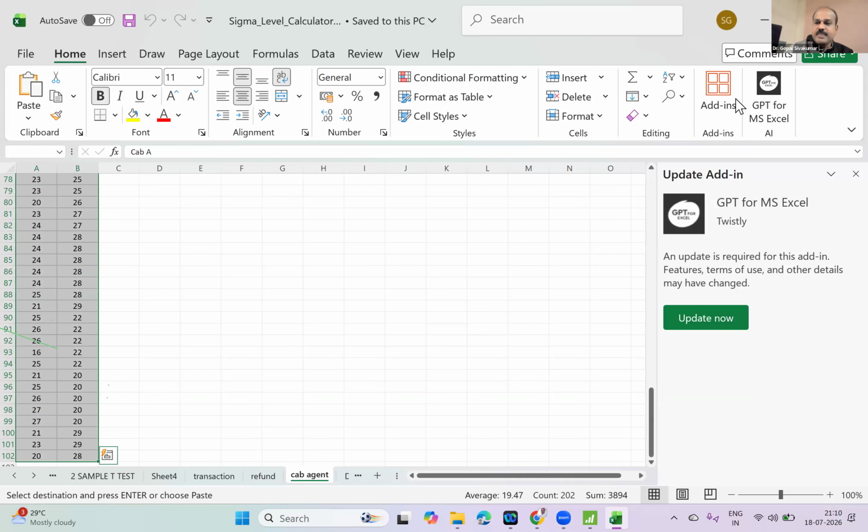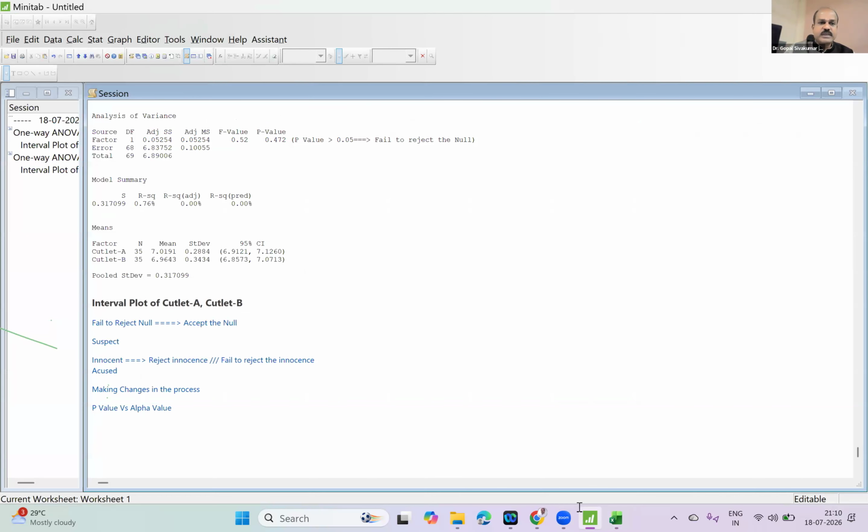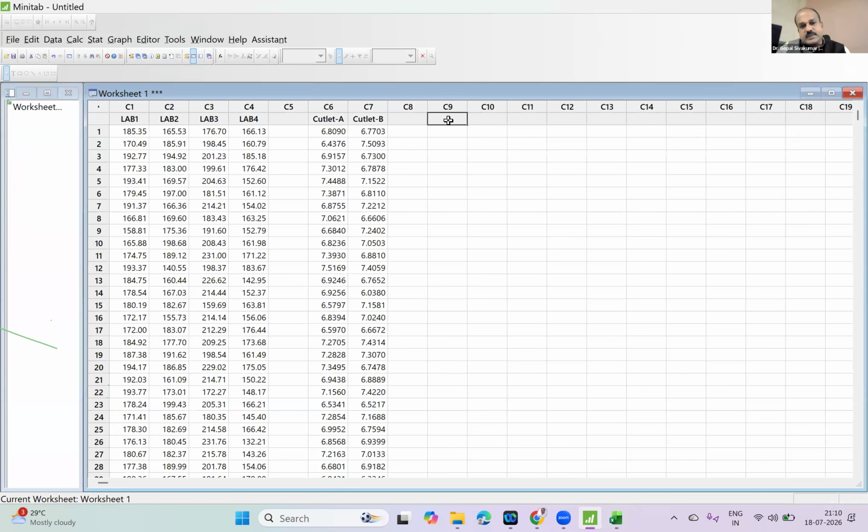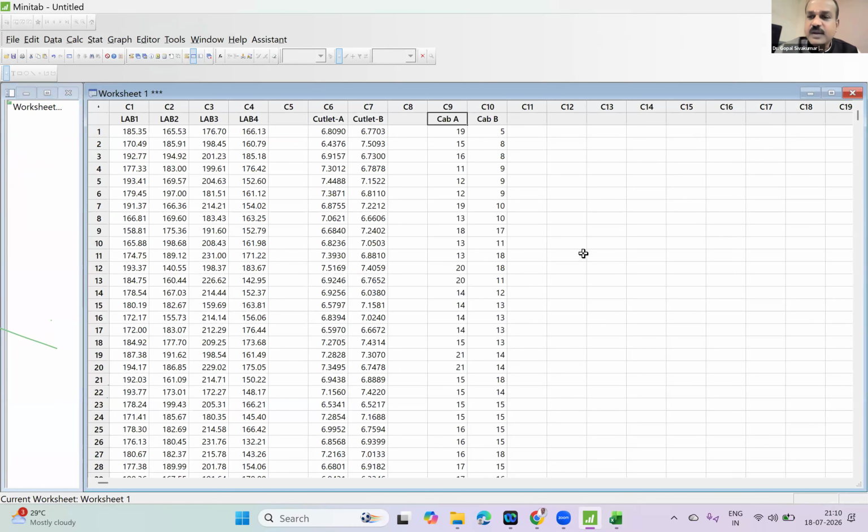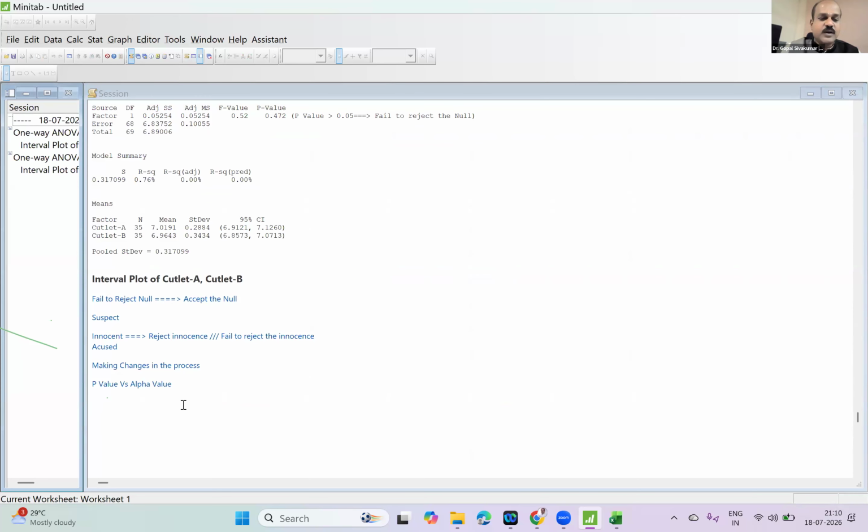By looking at the data at the first level, I'm going to Minitab. I'm opening the worksheet and just pasting the cab data. You see. Now, what do you think, all of you? Cab A is good or cab B is good? Who is faster? Cab B is faster. Now, let us understand what statistics is telling.